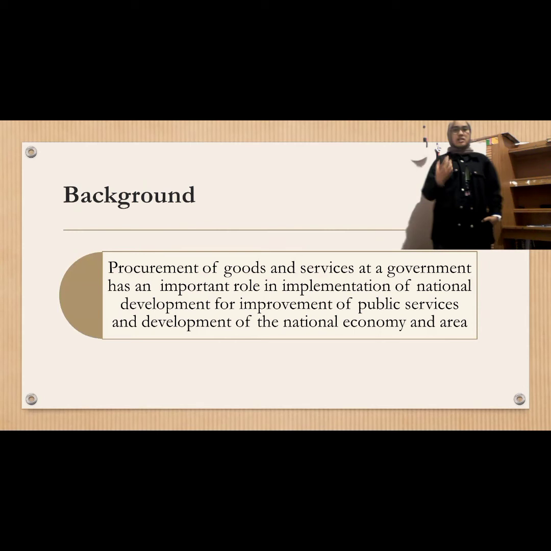The second is background. Procurement of goods and services in government has an important role in the implementation of national development, for improvement of public service and development of the national and regional economy. The goods involved in this application are items that must first be requested from the supplier.